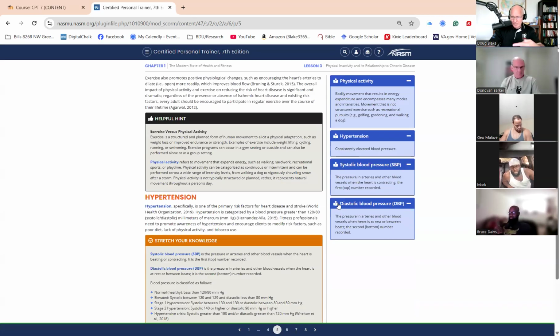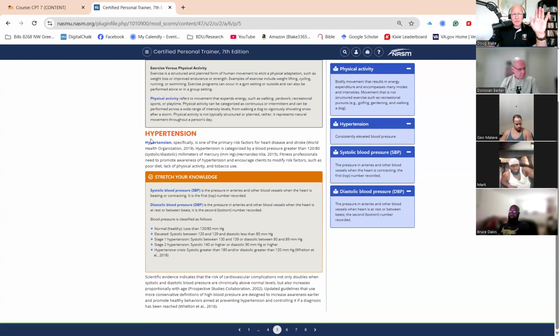Diastolic, bottom. Okay. Helpful hints. Sure, you can read those. Hypertension is a critical concept that they will talk about in later chapters, which means you can peruse through this, know what the definition is, and then read the stretch for knowledge box, and that'll be helpful.